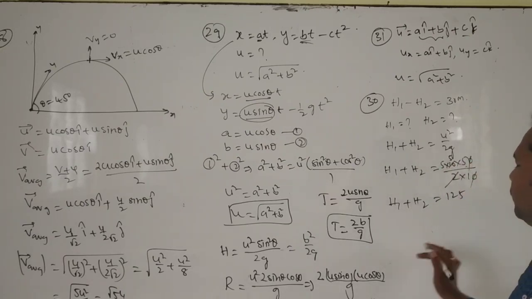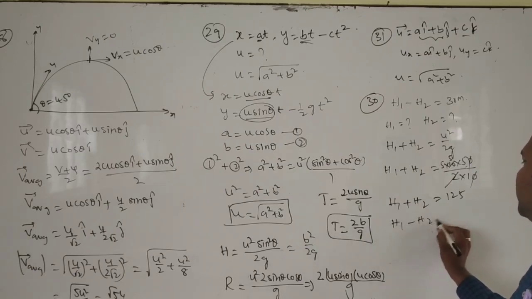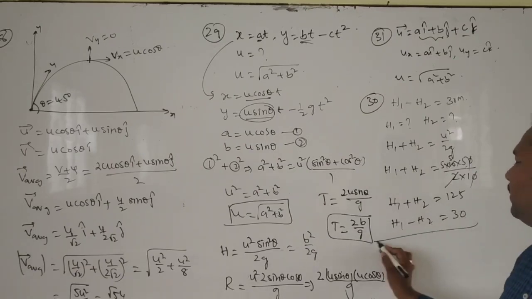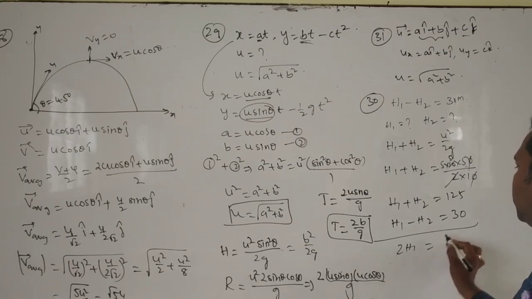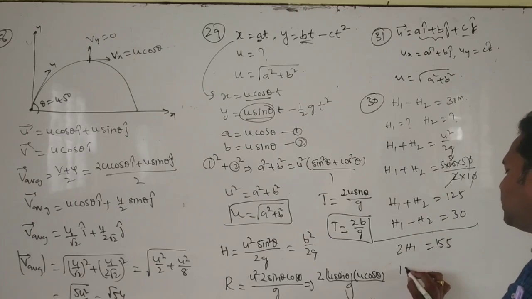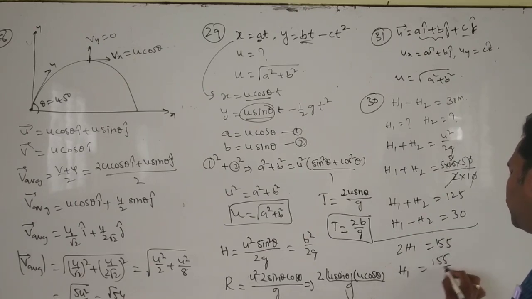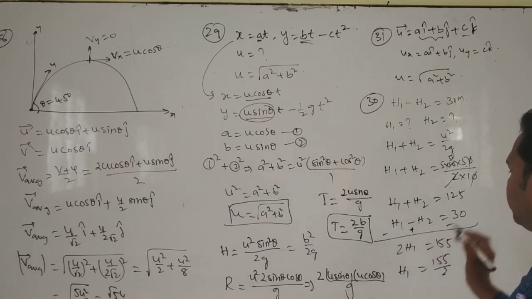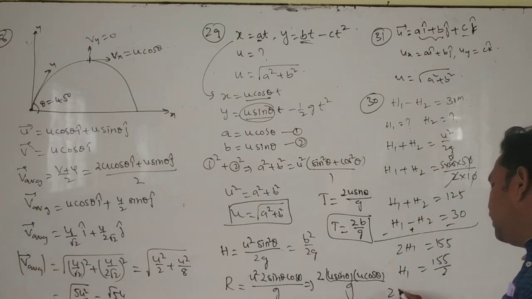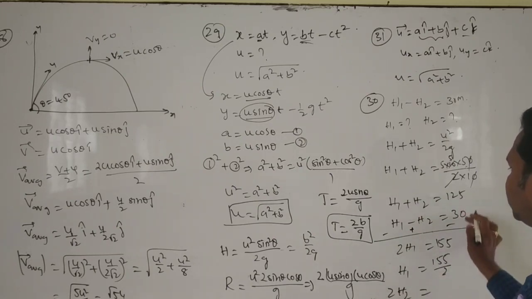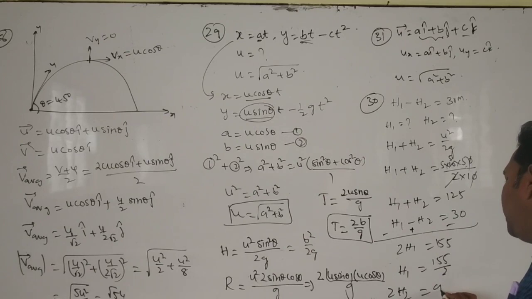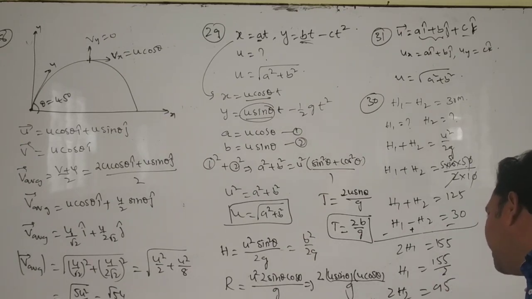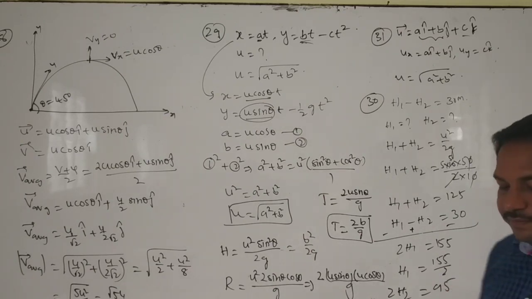So h1 minus h2 is given, 30. When we add, 2h1 equals 155, and h1 equals 155 by 2. Then you substitute and you will get the answer. Once you take the difference, plus and minus cancel, so 2h2 equals 95, and h2 equals 95 by 2 is the answer. Okay.